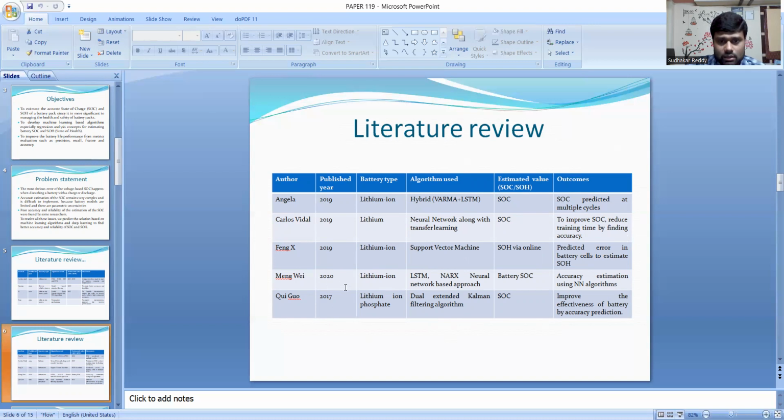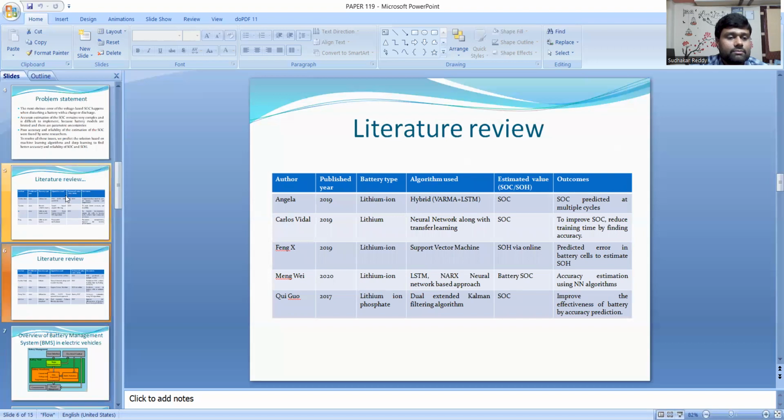Next, the author in 2020. Here the battery type is the lithium-ion battery. Here they use the LSTM and the NARX neural network based approach. What is the LSTM? That is the long short-term memory, and NARX is the non-linear autoregressive neural network based algorithm. The estimation is the state of charge. The outcome of the paper is accurate estimation using NN algorithms. So these are the literature survey for my paper.